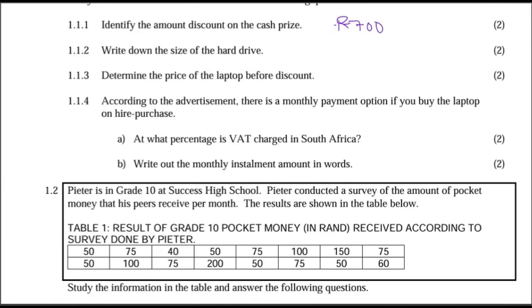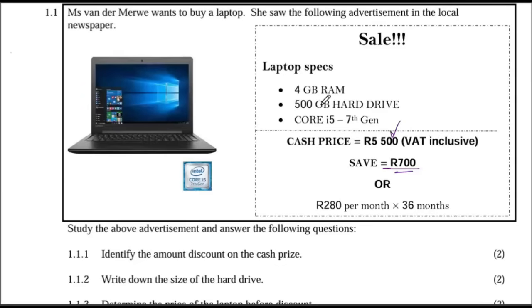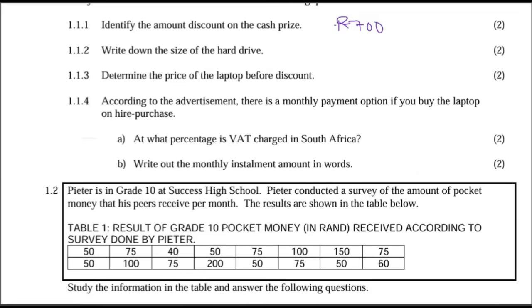Then we come, write down the size of the hard drive. The size of the hard drive is usually measured in GB. So it's this much here. Hard drive, it's this one, 500. So you come here and say 500 what? GB.